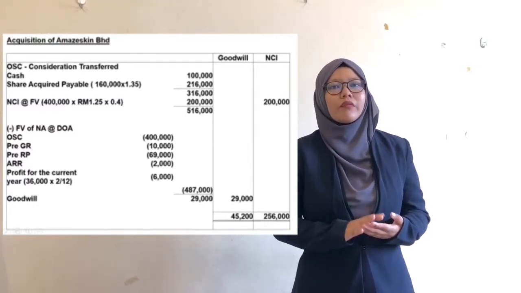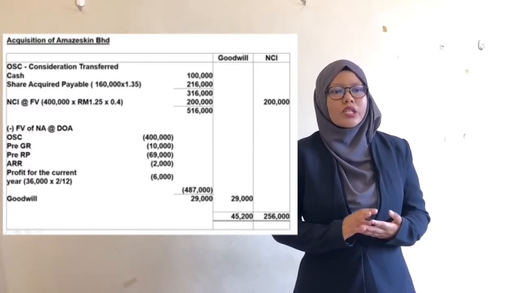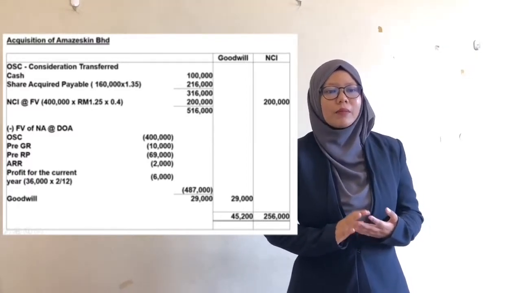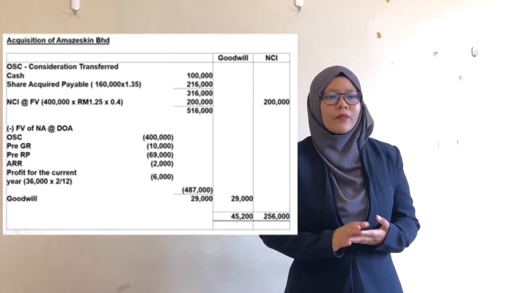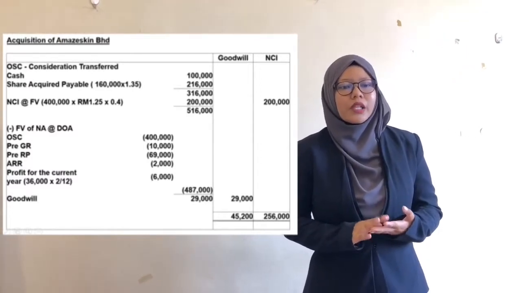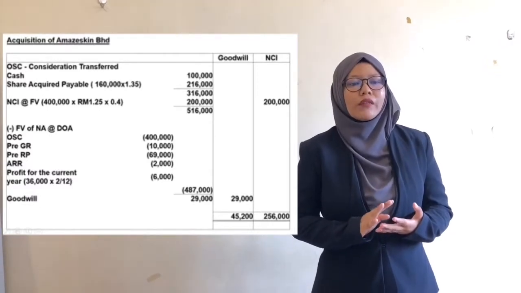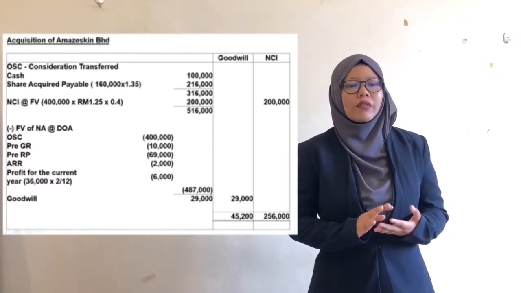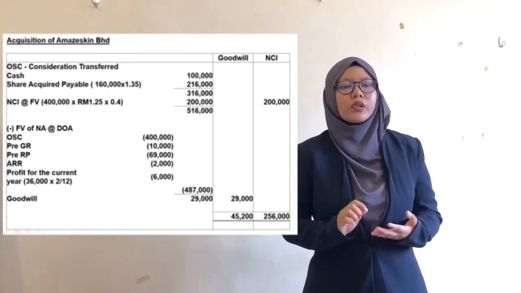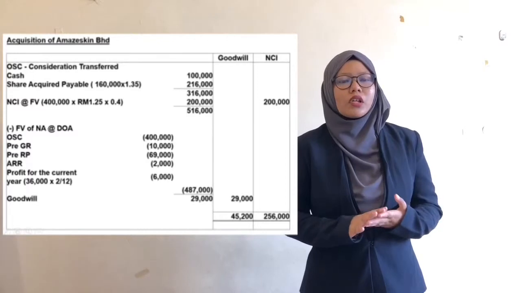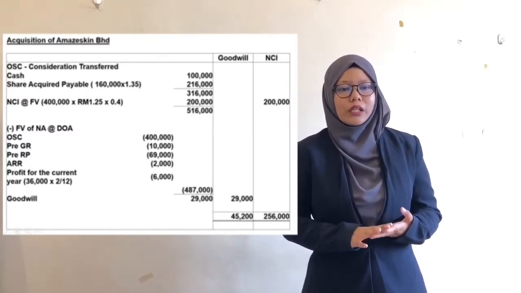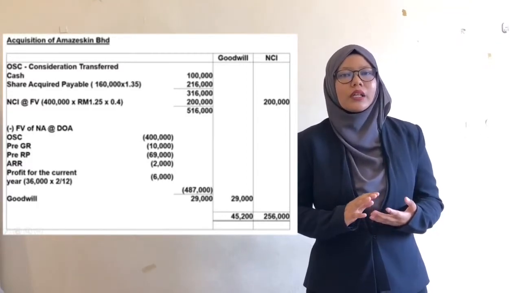Then we minus the fair value of net assets at DOA, which is OSC 400 million, pre-general reserve 10 million, pre-retained profit 69 million, ARR 2 million, and profit for the current year 6 million. So the total fair value of net assets is 487 million. Consideration minus the fair value of net assets, we get goodwill of 29 million. The overall total for goodwill is 45.2 million and NCI is 256 million.